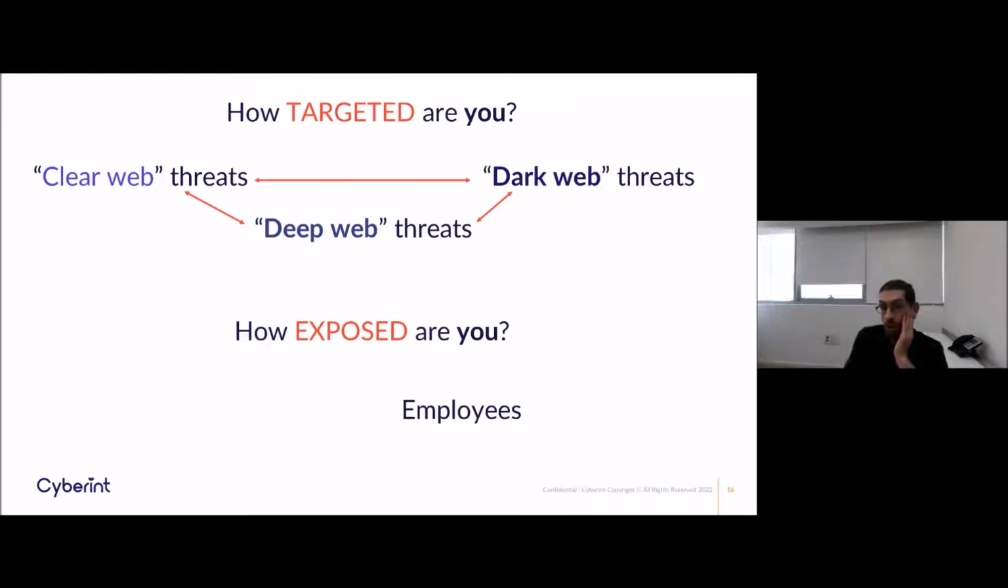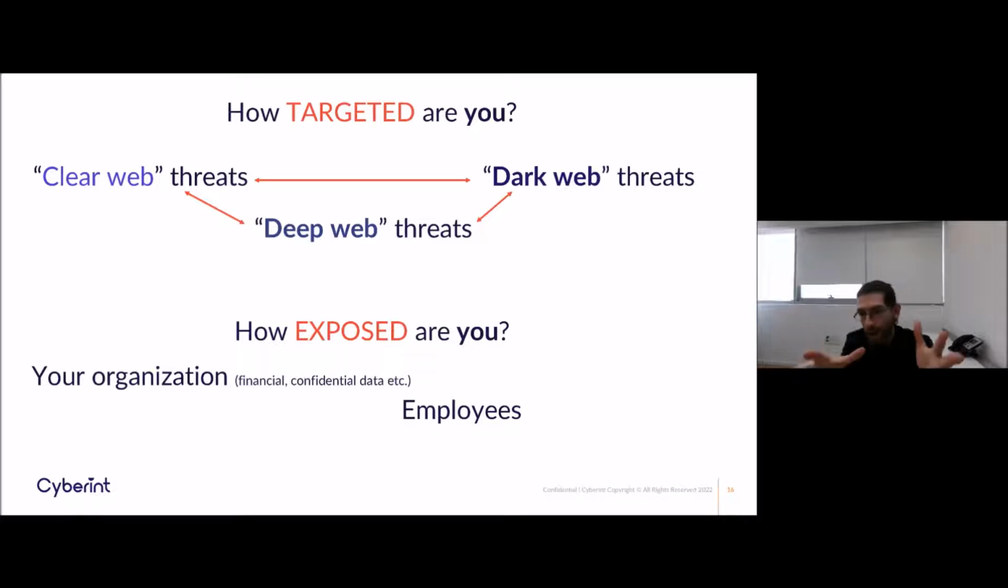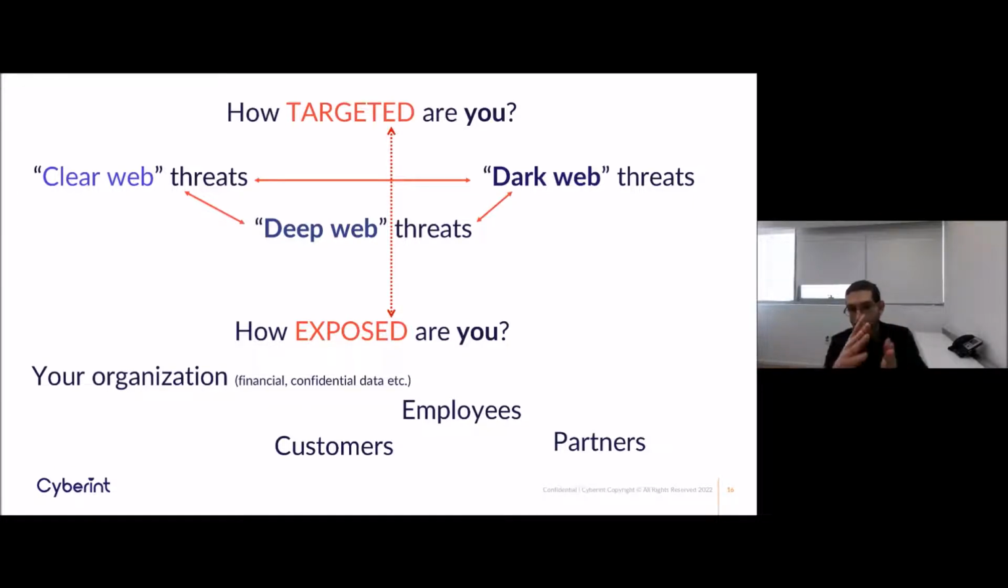And again, when we're talking about exposure and also the level of targeting, when I say you, it's A, your employees. Next. B, your organization as a whole, right? Maybe some confidential data or financial assets. Next. It can be your customers, obviously. Next. And also it can be your partners and third parties. So these two spheres, right? Who can be targeted? Your employees, your customers, and your partners. And who can be exposed? Your employees, customers, and partners. And these are very connected, right?